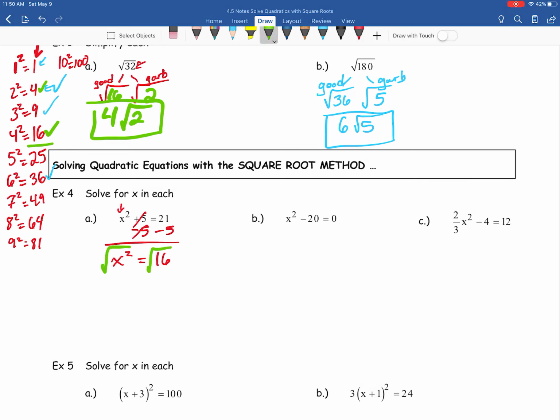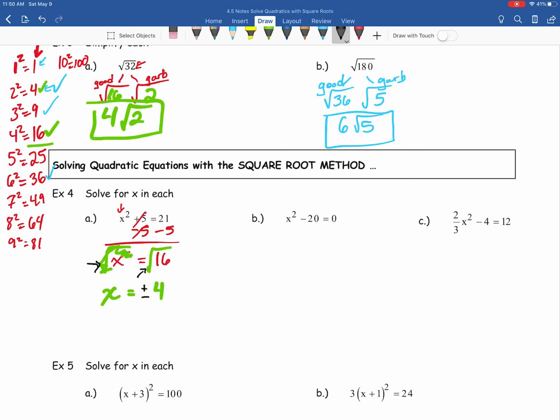We're left with x squared equals 16. And now what we're going to go ahead and do is take the square root of both sides, because when a square root and a square come together, they cancel with one another, leaving you with just your variable that you're solving for. Equals, and the square root of 16 comes out to be 4.